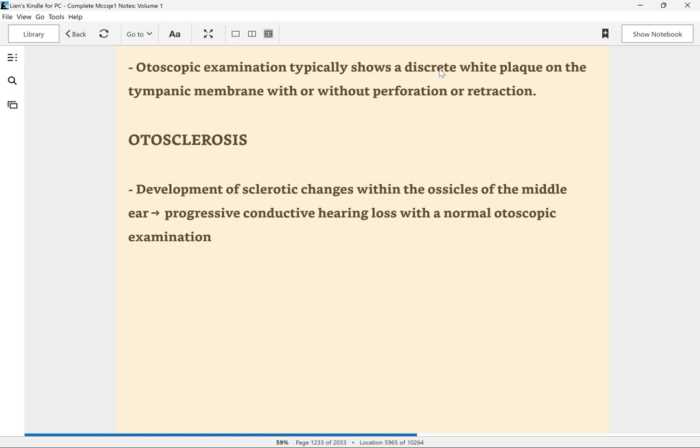Otosclerosis: development of sclerotic changes within the ossicles of the middle ear, leading to progressive conductive hearing loss with a normal otoscopic examination.